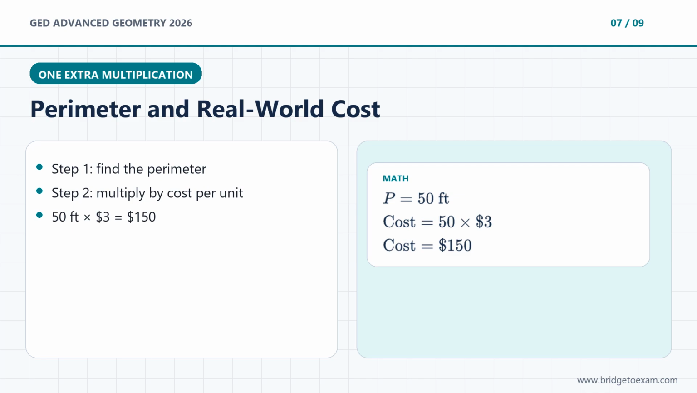Many GED perimeter questions add a cost step at the end. First find the perimeter, then multiply by the price per unit. Say a yard needs 50 feet of fencing, and fencing costs $3 per foot. 50 times 3 is 150, so the total cost is $150. Always find the boundary length first and multiply by cost only at the very end.